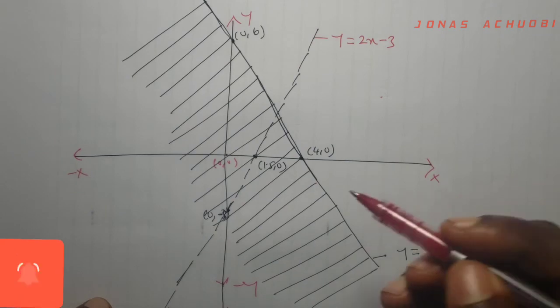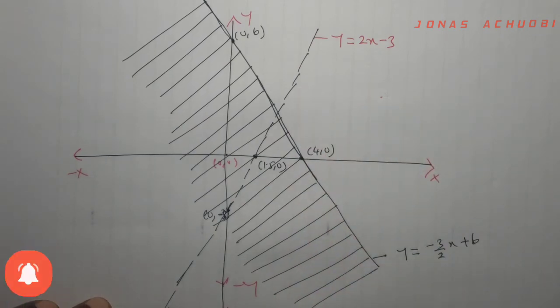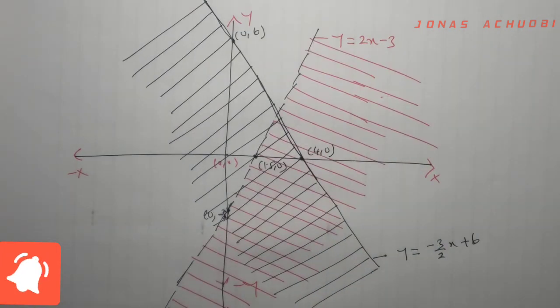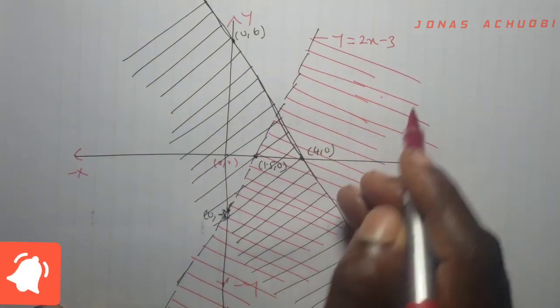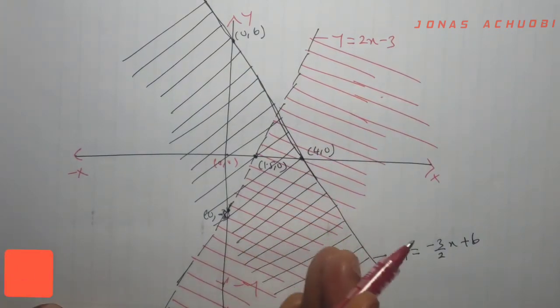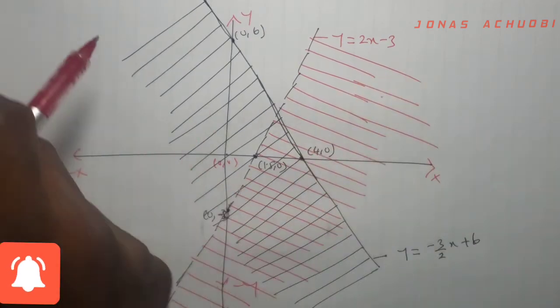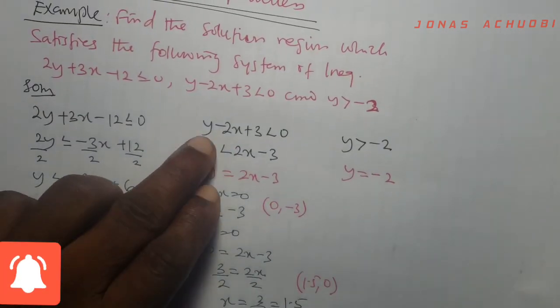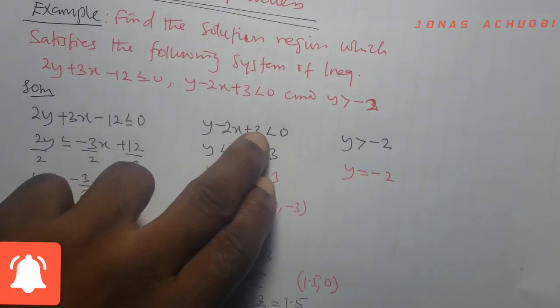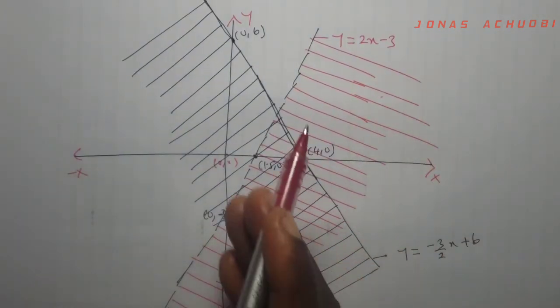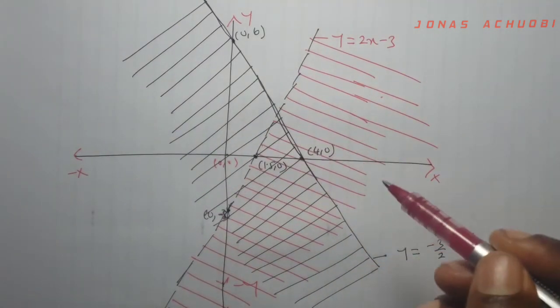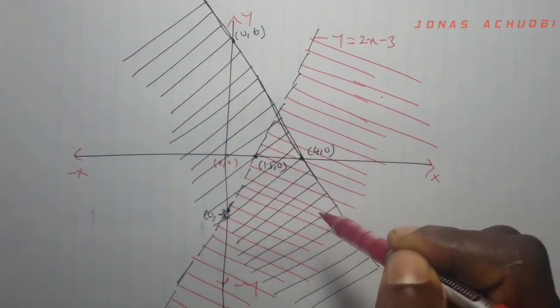So I'll use red ink now to shade below this line. So on the line y equal to 2x minus 3, I've shaded the region below the line to signify that that is the solution region for the second inequality, y minus 2x plus 3 less than 0. And what this means is that any point we pick below this line will satisfy the second inequality.